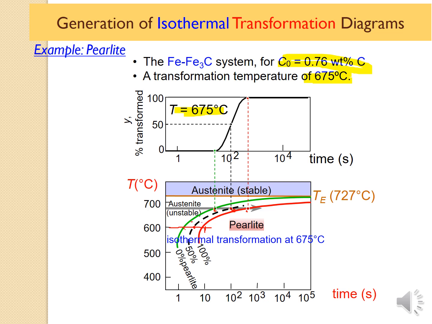And we'll do this over and over again. We will have a lot of sets of 3 points representing transformation starts, transformation halfway done, transformation completed. And then we're going to connect those points. So we'll see the 0% transformation line, the 50% line, and then the 100% line. And now we have this TTT diagram finished. Clearly, a large number of experiments are required to build up a complete TTT diagram.